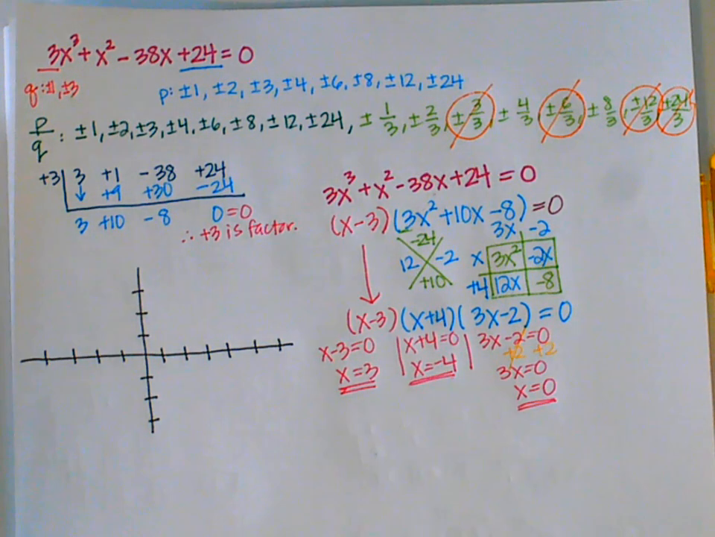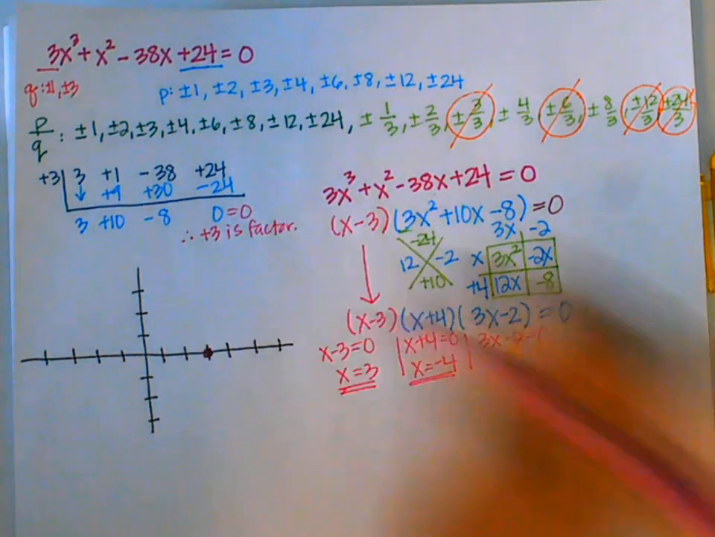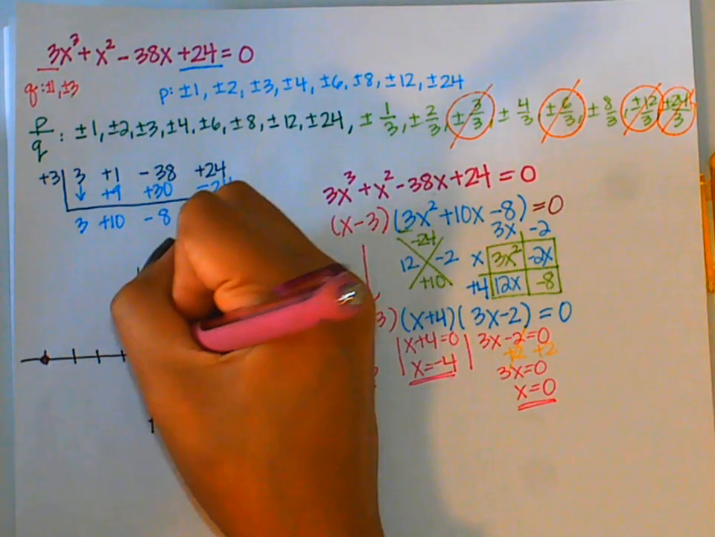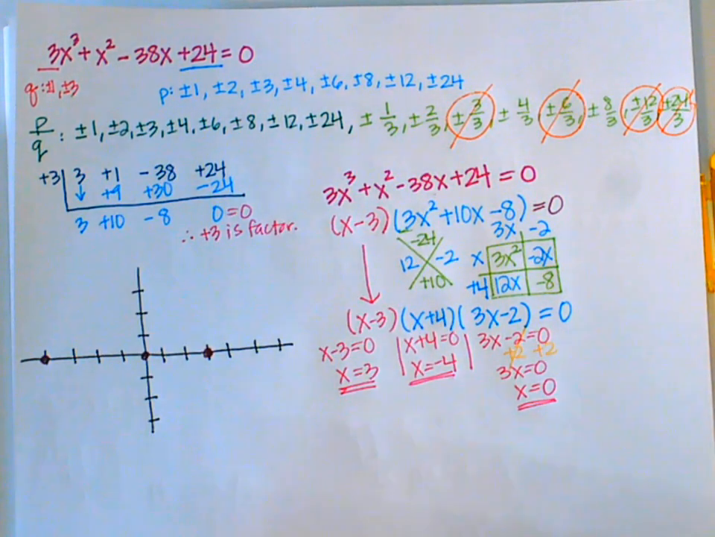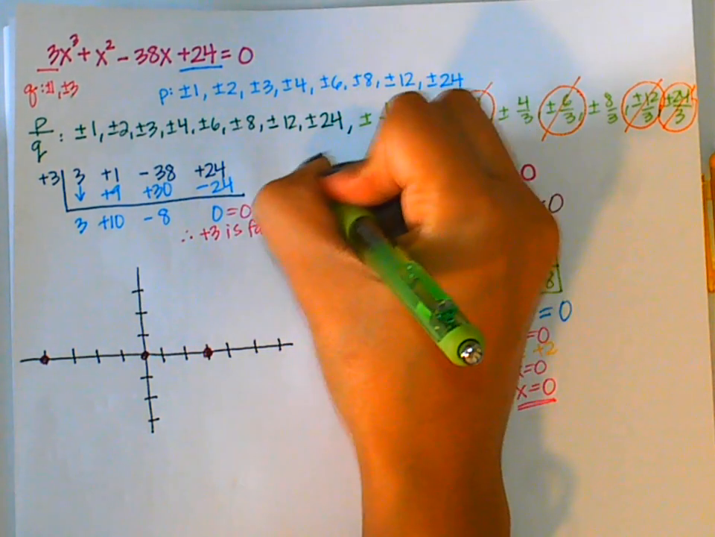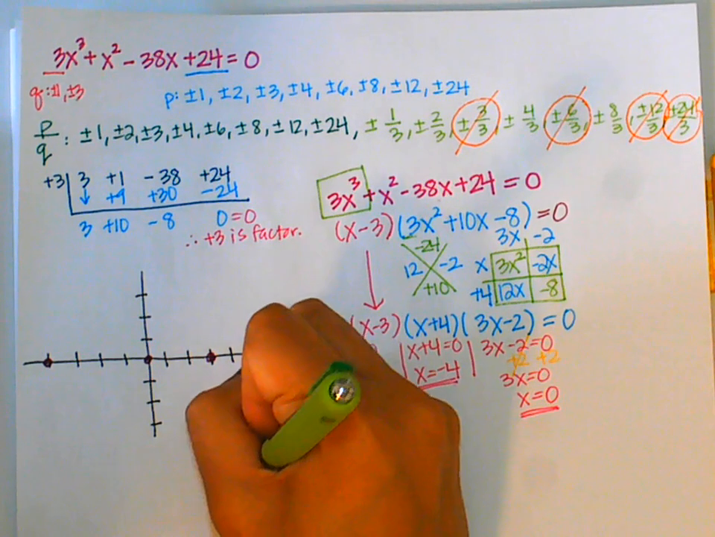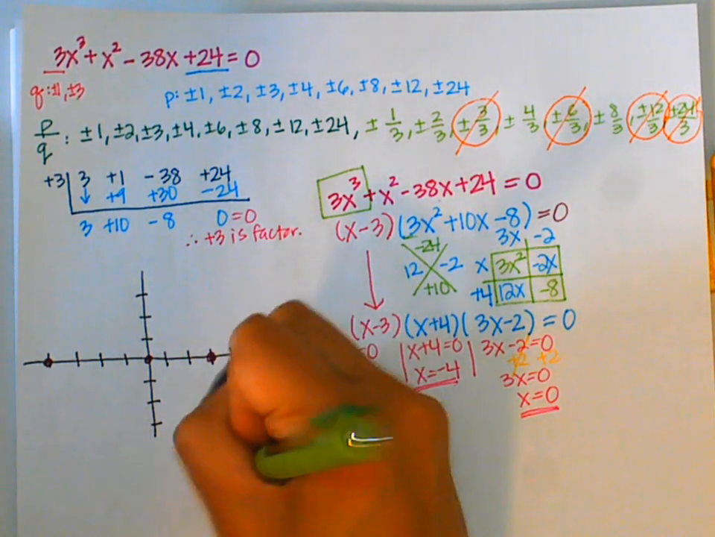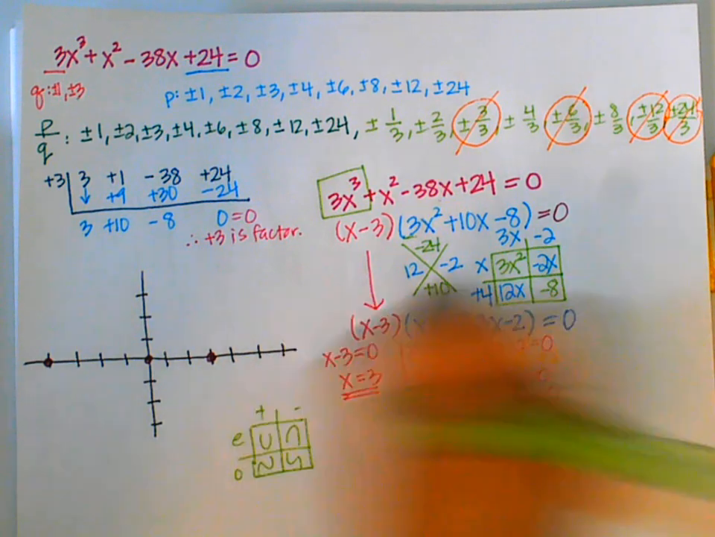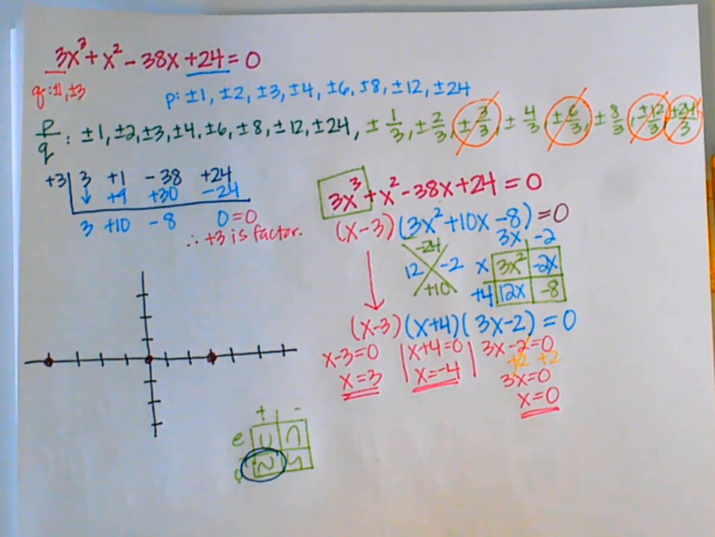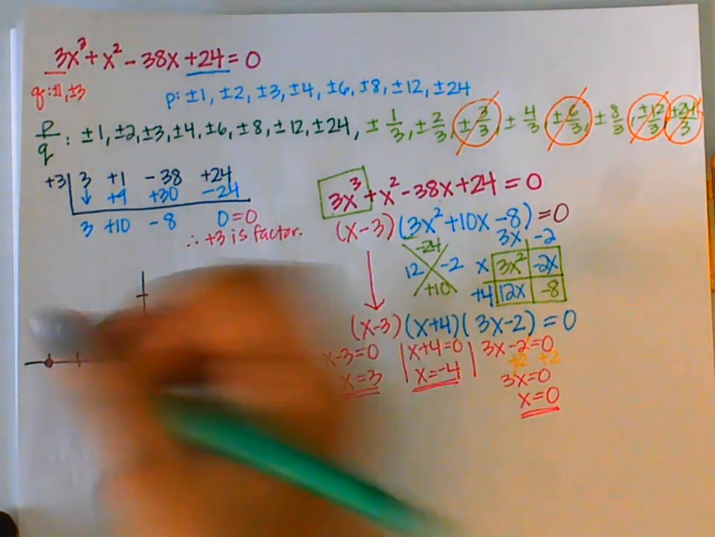All right, so here is my graph. I'm going to go ahead and plot these points. I have a 3, I have a negative 4, and I have a 0. I need to know my end behavior. So taking this first term, I'm going to draw my end behavior chart down here. It's a positive and odd, so positive, odd, I have that one there. My arrow and my arrow.